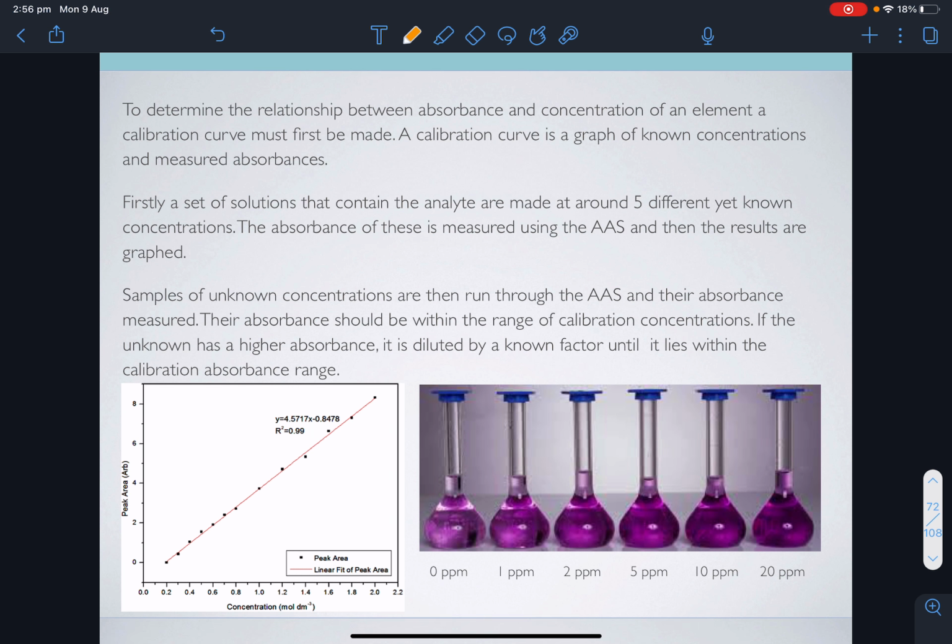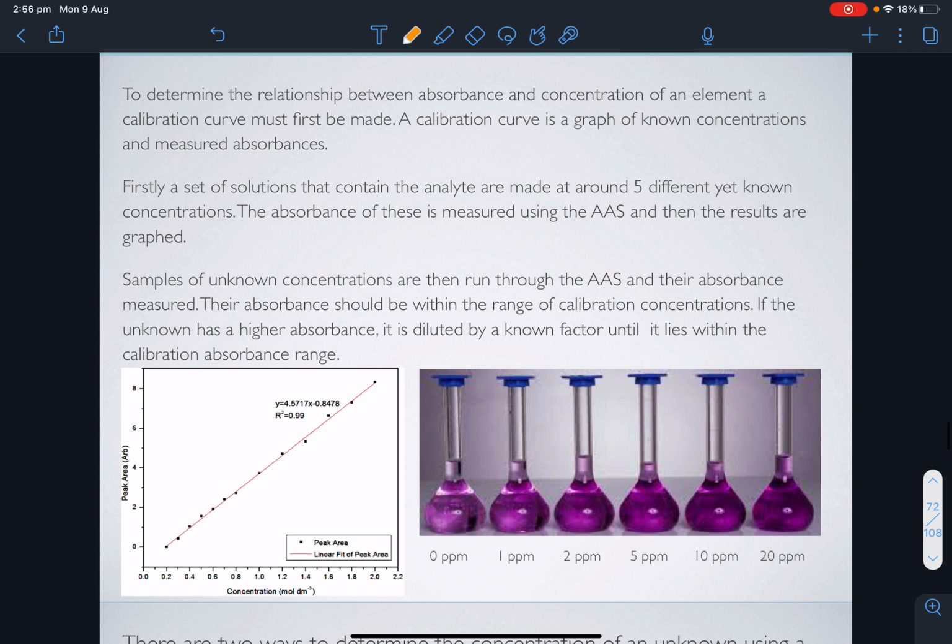Alright, so once we've got these absorption values, what do we do? We need to determine the relationship between absorbance and concentration of that element. And we do that by constructing a calibration curve. It's a graph of known concentrations and measured absorbances. It looks like this.